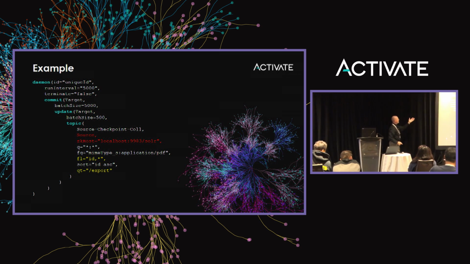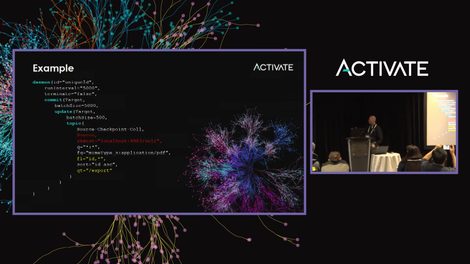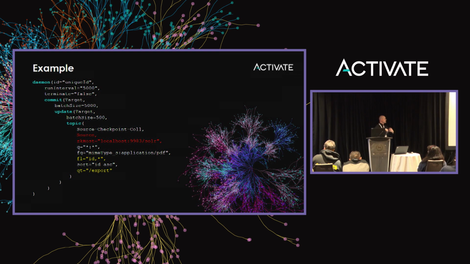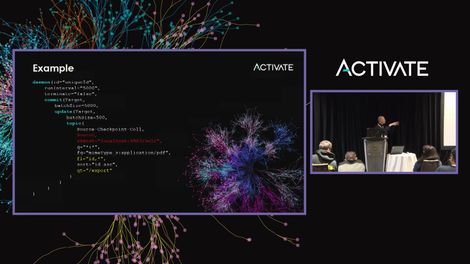And you can see the interval, that's in milliseconds, so this would run every 5 seconds. And basically, because of the topic query at the bottom, every 5 seconds it would go fetch whatever's new, put it across the wire, commit it, update the local collection, force a commit, and go again.